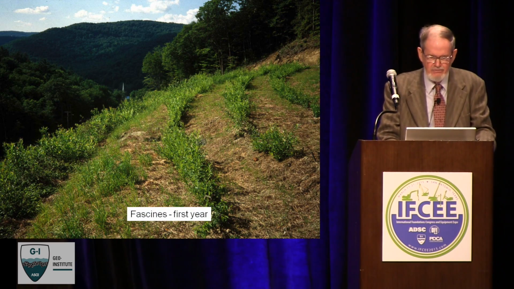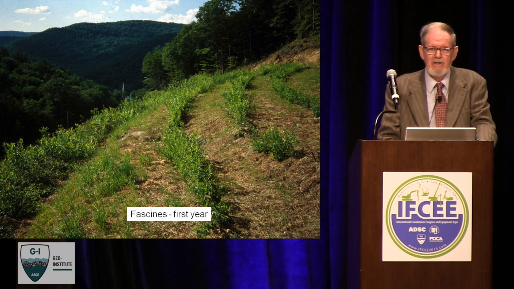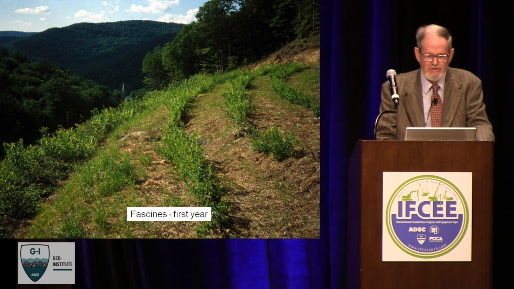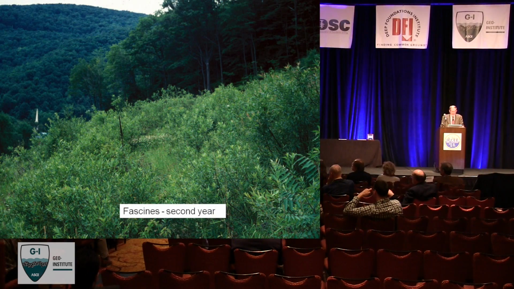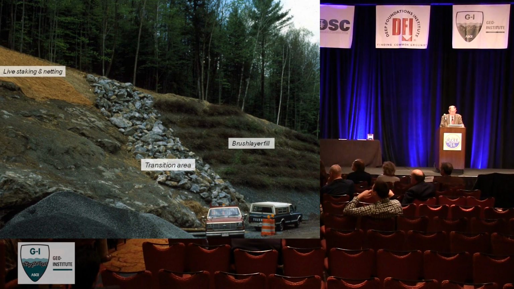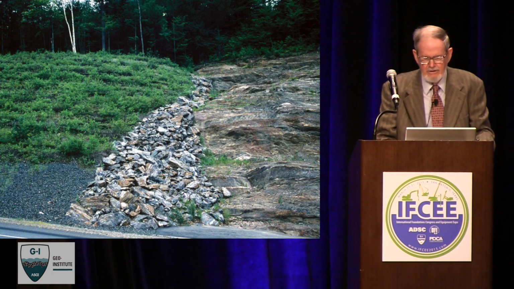Several rows of live fascines were installed at the top of the road cut, primarily to prevent superficial erosion. The brush layer fill is visible on the left-hand side of the photo. By the second year, the top of the cut was beginning to assume a natural appearance. The residual soil above the exposed bedrock was treated with live staking and netting. Graded rock was placed in the transition area between the exposed bedrock and the brush layer fill. And here's the appearance of the same area 2 years after construction.